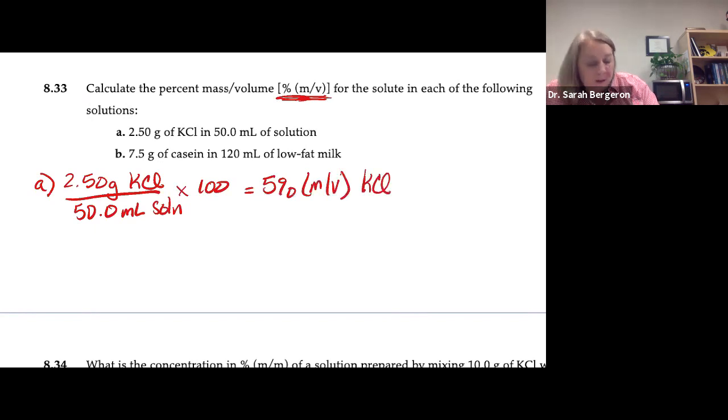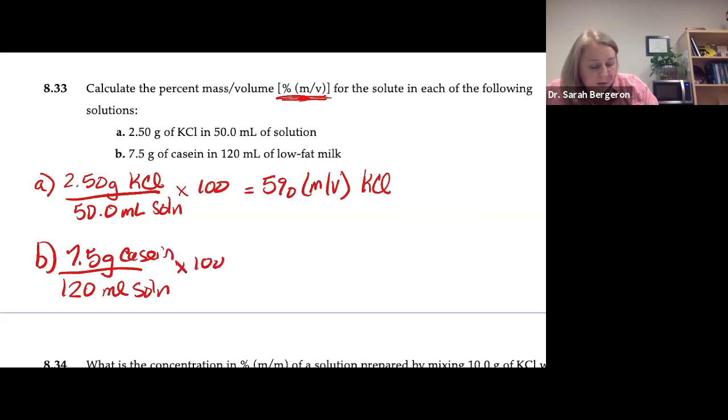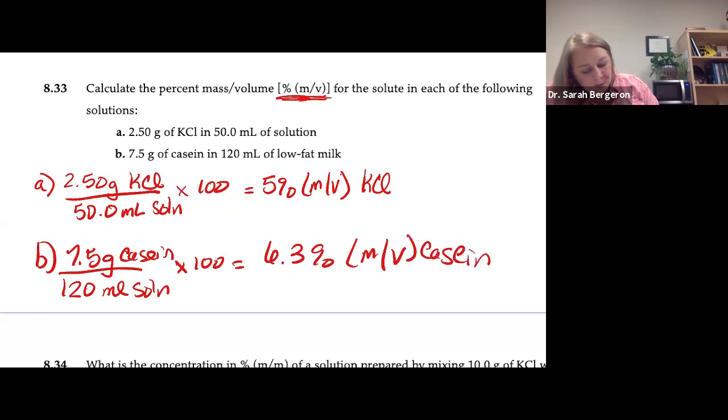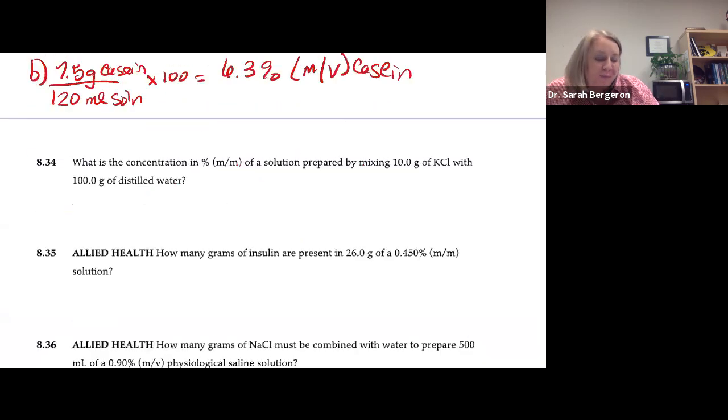All right, B, 7.5 grams in 120 mL. Look, we're in the right units, yay. So that was casein, and casein is the protein that's inside of milk. What you should get is 6.3% mass by volume casein. Oh, it should be 3 sig figs. As I come up here and look, it should be 3 sig figs, 5.00. This one is only 2 sig figs. Okay, good to go. All right.